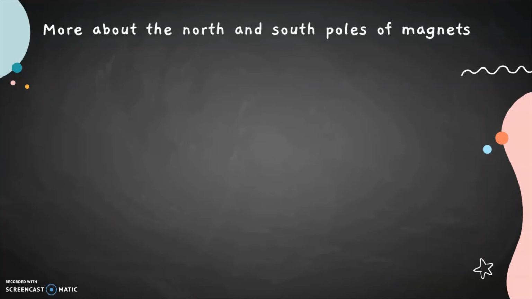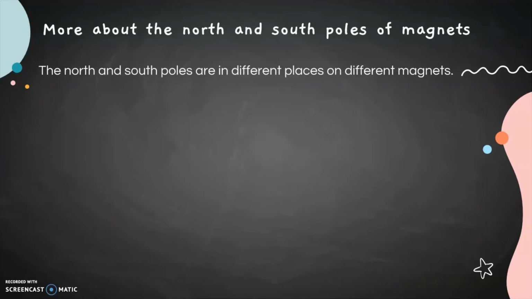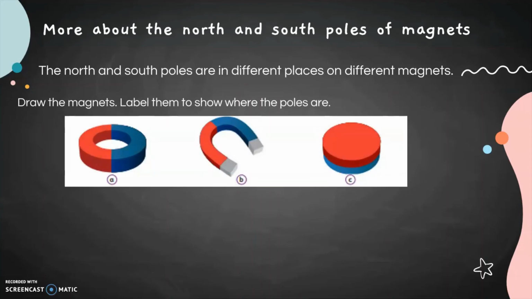More about the north and south poles of magnets. The north and south poles are in different places on different magnets. Labels on the magnets show where the poles are. Now, I have three magnets: ring magnet, horseshoe magnet, and circular magnet. Now I want you to label where the north is and where the south is.